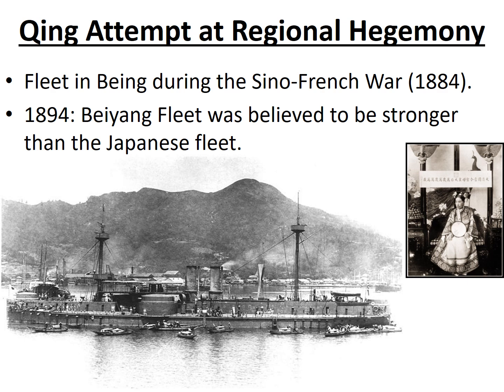So the Beiyang fleet was useful. During the Sino-French War of 1884, which China won, they were able to deter the French fleet from intervening in the same way that the British fleet had intervened against China during the Opium War. So it served its function. It was useful. It had a diplomatic impact. In fact, in 1894, the Beiyang fleet was believed to be stronger even than the Japanese fleet. And at this time, the Japanese had not yet tested or asserted their naval power.